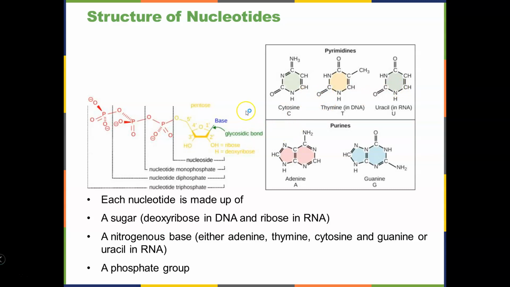Anyway, one of those monomers is attached always to a pentose sugar. In DNA, that's going to be deoxyribose. In RNA, it's going to be ribose. So there's a hydroxyl group right here, or it's just a hydrogen right here in the deoxyribose. The oxygen is gone, hence deoxy. And then that sugar, whichever version it is for the type of molecule, is attached to a phosphate group.